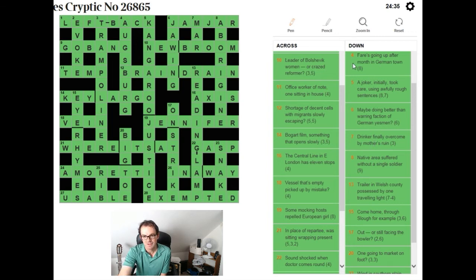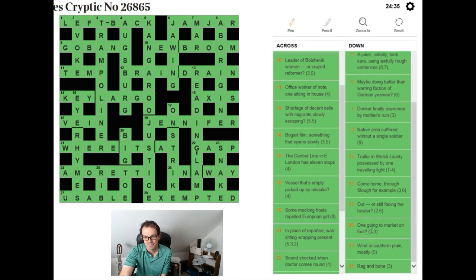What else have we got here? Six down, I liked. Maybe doing better than warring faction of German yes men. So this is the Jahr wing, Jahr being the German word for yes. And if you're doing better than warring, it's a reference to the old jaw-jaw rather than war-war expression. Ah, yes, and 20 down. I think this was my last one in.